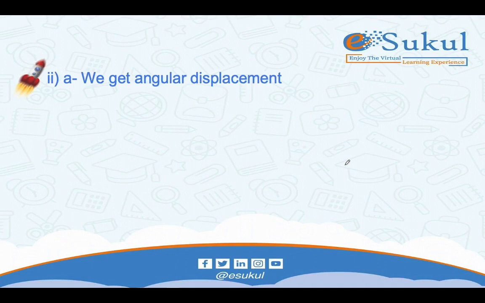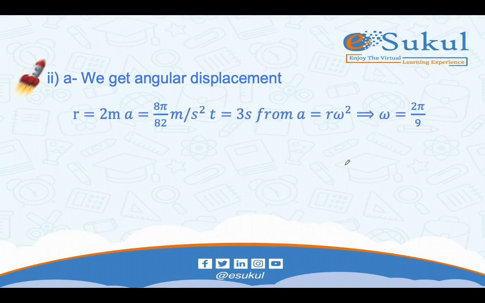In part 2, we then have circular motion. In circular motion, we are asked to get the angular displacement. We have a particle which moves in a circle of radius 2 meters, and we have the acceleration as its value 8π/3 meters per square second.